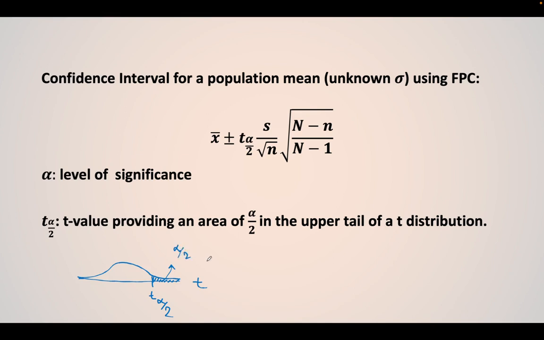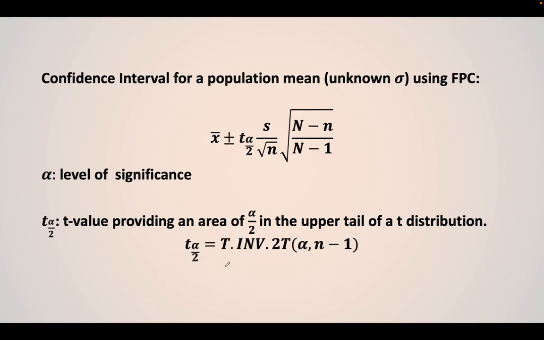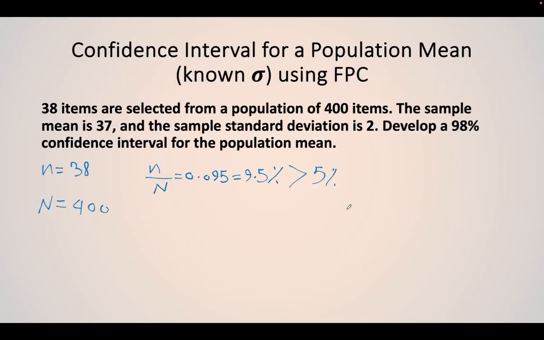divided by 2. For t alpha divided by 2 in Excel, just type equal sign T.INV.2T, then alpha, n minus 1. If you remember, the t distribution has a single parameter which is called degrees of freedom. Degrees of freedom is linked to the sample size. Here n minus 1 is the degrees of freedom for this t distribution. Let's go back to this question. Let's go to Excel to develop a 98% confidence interval for this question.